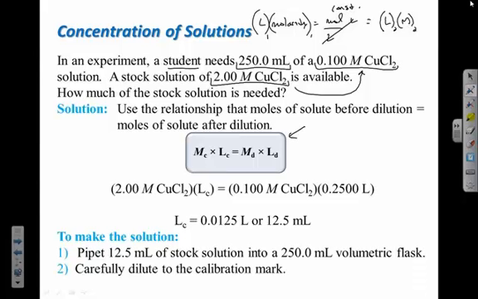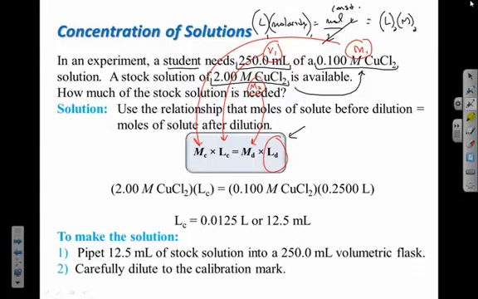So you can use this formula. The student is starting with this volume, they're starting with this molarity, and they want to end with this molarity. So you've got 3 out of 4 of the variables in this formula. You just plug them in: the initial volume, the initial molarity, the final molarity, and you can solve for the other variable.